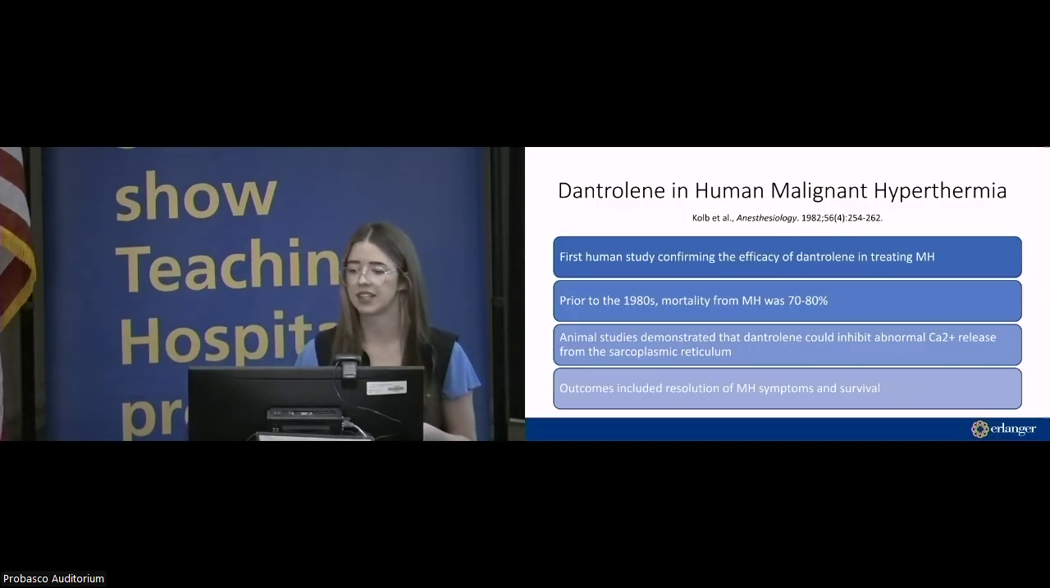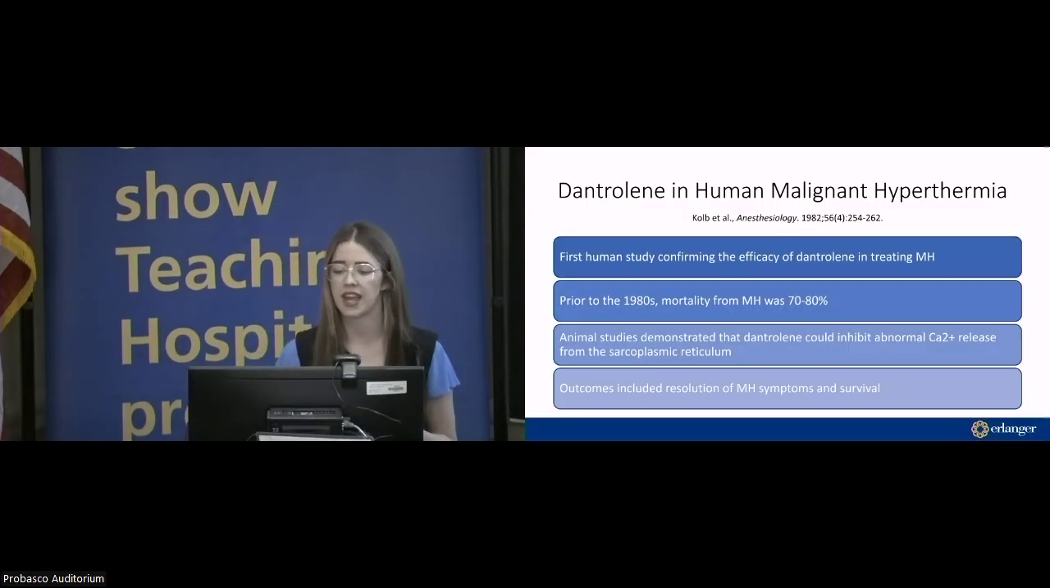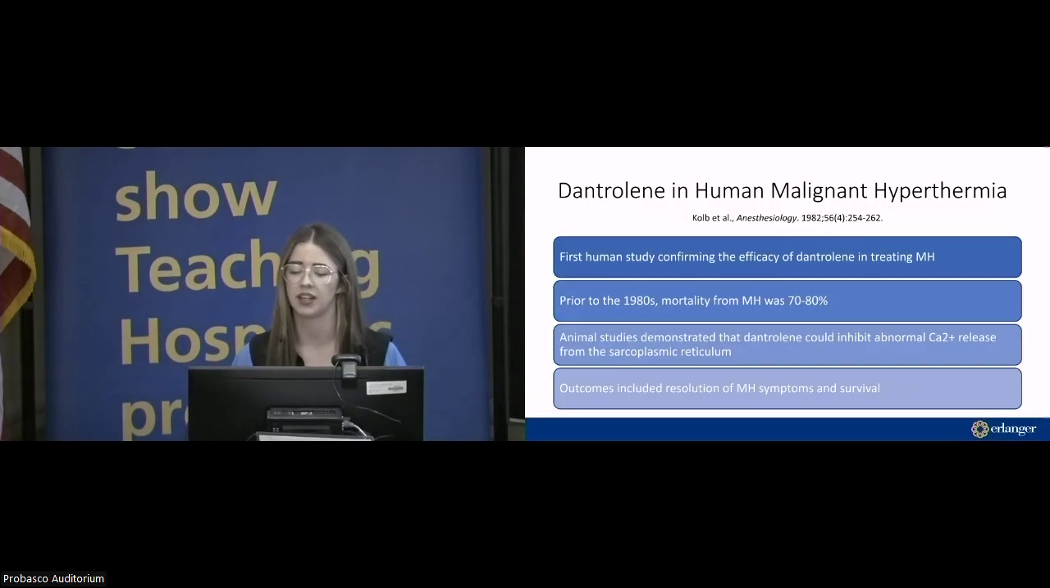The first study we'll look at is the landmark Kolb and colleagues study, published in Anesthesiology in 1982. This was the first human study confirming the efficacy of dantrolene in malignant hyperthermia. Before dantrolene became widely available, mortality for malignant hyperthermia was estimated at 70 to 80% despite supportive measures. Animal studies had already shown that dantrolene could inhibit abnormal calcium release from the sarcoplasmic reticulum, but this study provided clinical evidence in humans. Key outcomes included resolution of malignant hyperthermia symptoms and survival in patients who received timely dantrolene.